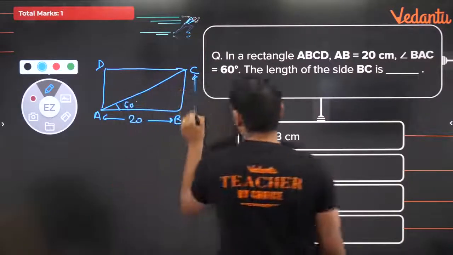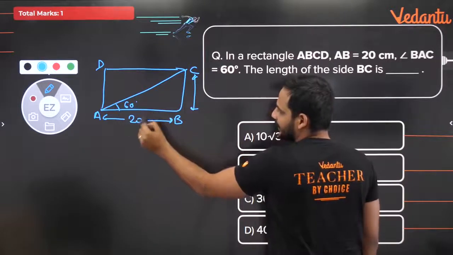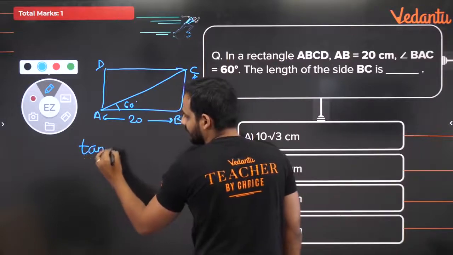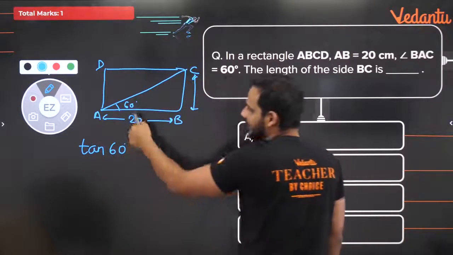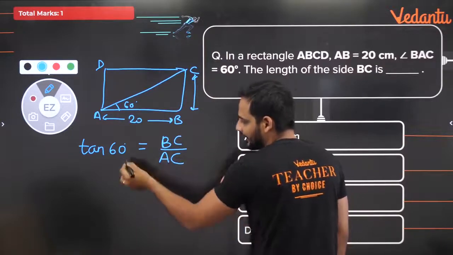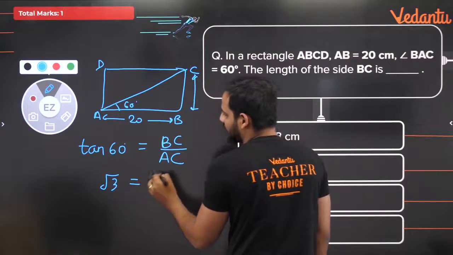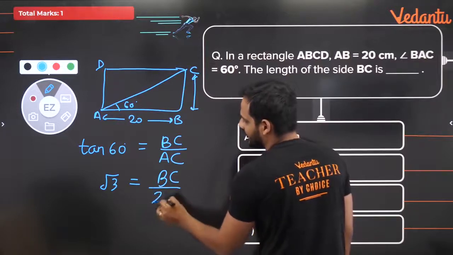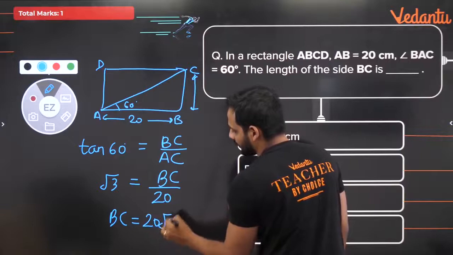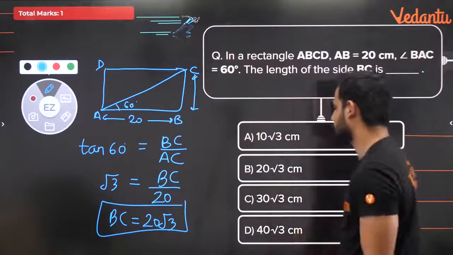For this theta, AB is base, and I want to find out perpendicular, so I will use tan 60 degree. Why tan 60 degree? Because base is given, perpendicular I have to find out, which is BC upon AB. Tan 60 is root 3, which is equal to BC upon AB. AB is 20, so BC will be equal to 20 root 3.